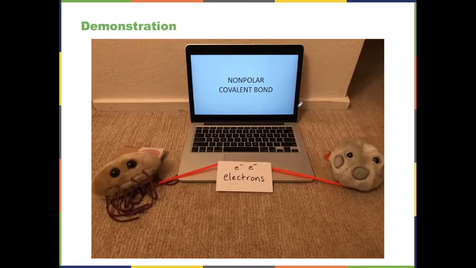Here we have our two mascots modeling a nonpolar covalent bond, where instead of an exchange, they're going to share the electrons. Since they're both holding on to one end of this rope, wherever one of them goes, the other one has to go as well.